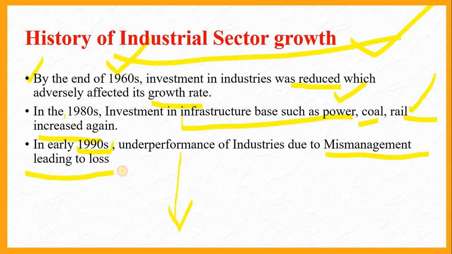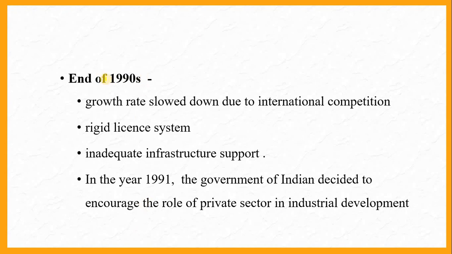Over a period of time, industry's productivity, or ability to produce, started reducing because government took charge of industries, and people working in government sectors didn't have encouragement such as increase in salaries or promotions or bonuses, etc. Productivity started reducing, the ability to produce more and more goods. So by the end of the 1990s, growth rate in industries slowed down because of international competition. Because Indian industries were not able to produce good products.